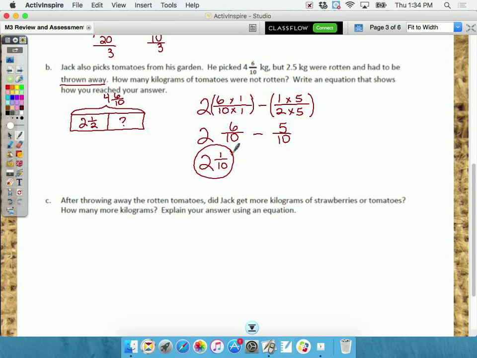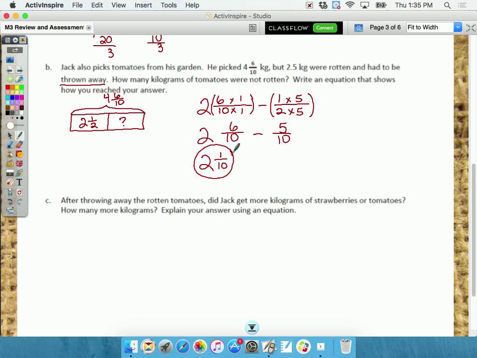Sure. Thanks. Okay, now I'm just going to tell you ahead of time. I'm going to read C to you, but you are going to need information from A and B to figure out C. After throwing away the rotten tomatoes, did Jack get more kilograms of strawberries or tomatoes? How many more kilograms?